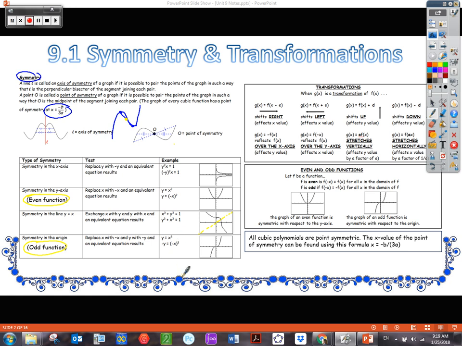Because I could divide the negative 1 off, right? Couldn't I divide both sides by negative 1 and it would go away? So I would just have y equals x cubed.